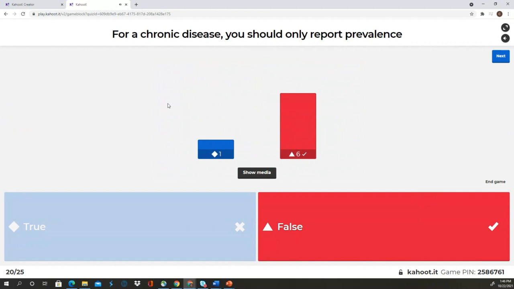Good. So remember, with chronic, you want to report both incidence and prevalence. With an acute disease, you're only worried about incidence.